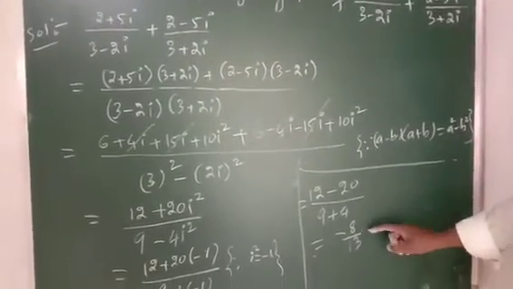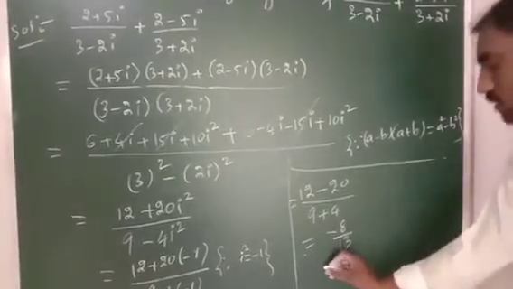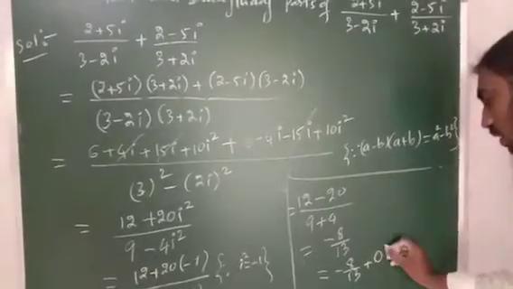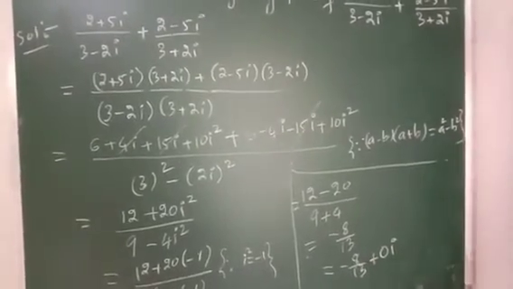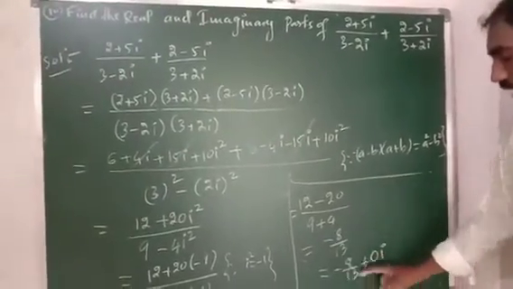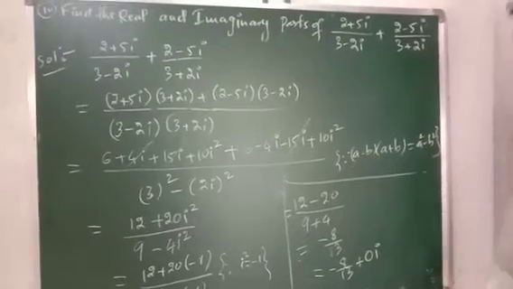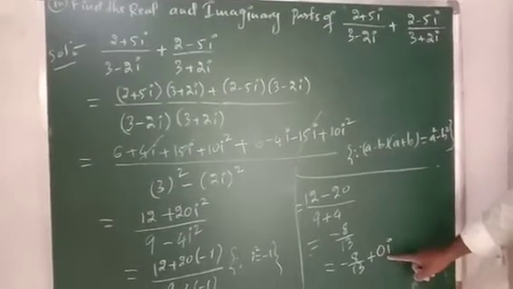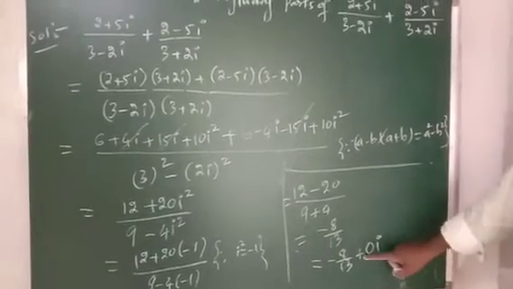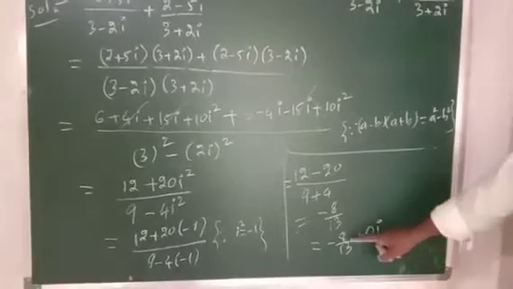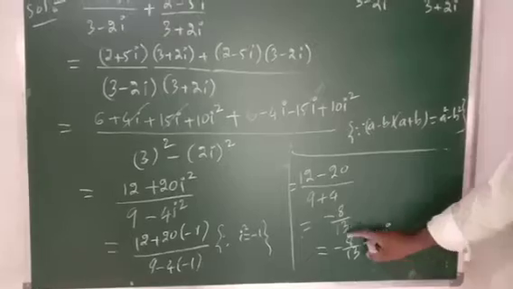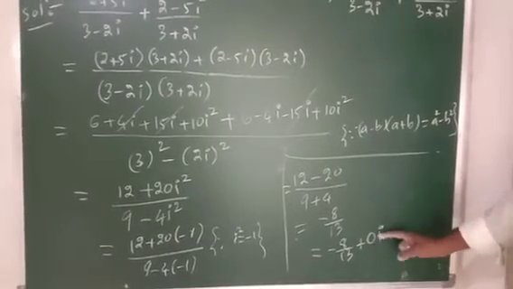Here we don't have an imaginary term, so this can be written as minus 8 by 13 plus 0i. So in this, the real part is minus 8 by 13 and the imaginary part is 0. Why? Because we don't have an i term here. For this we have written plus 0i, minus 8 by 13 plus 0i. It is in the form of a plus ib. Now the real part is minus 8 by 13 and the imaginary part is 0.